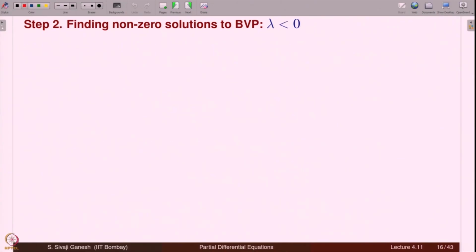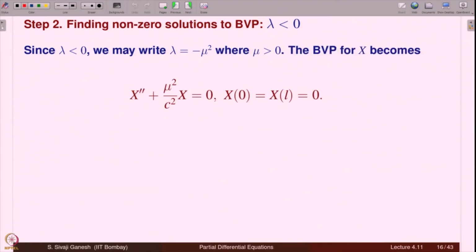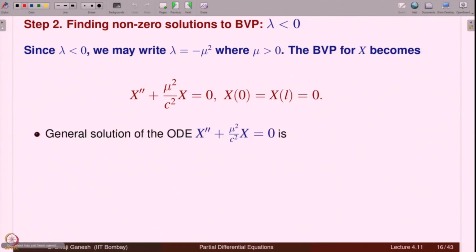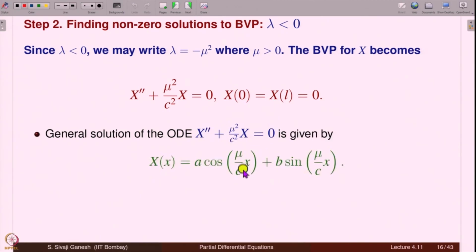So, now let us search for negative eigenvalues, whether such eigenvalues are there or not. Since lambda is negative, we may write lambda equal to minus mu square, where mu is positive. The BVP for x becomes x double dash plus mu square by c square x equal to 0, x of 0 and x of L, both of them are 0. Now, a general solution of this ODE is in terms of sines and cosines. So, it is A cos mu by c x plus b sin mu by c x.